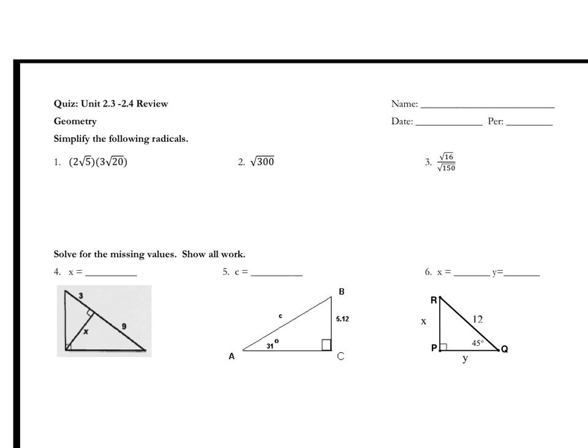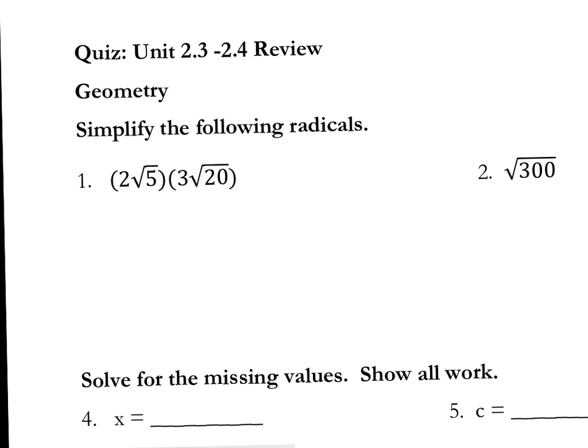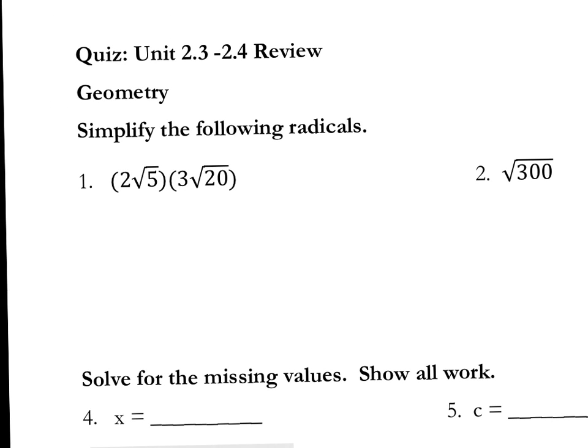Okay, here we go. The first question right here. We've got to simplify these radicals. You saw it on the original test, and you're going to see it on the retake. You can only multiply numbers outside the radical together, and you can only multiply numbers underneath the radical together. So 2 times 3 gives me 6, and then 5 times 20 gives me the square root of 100. And I'm still not done.